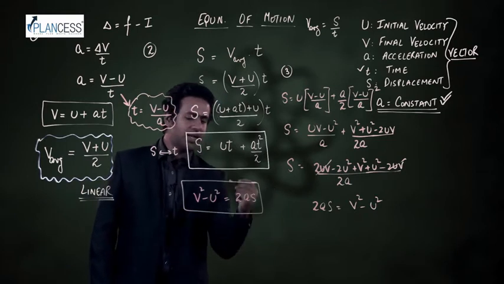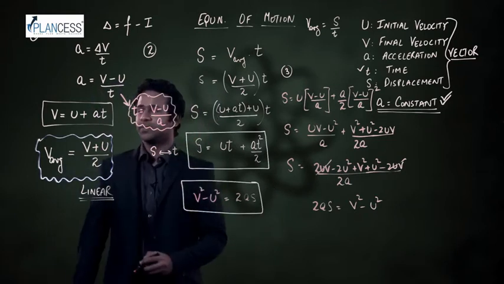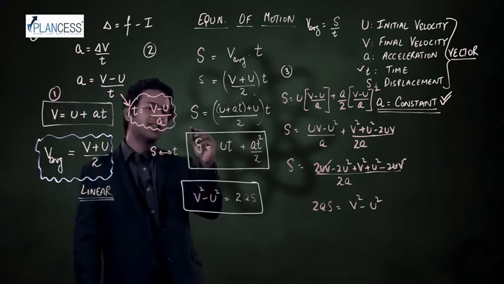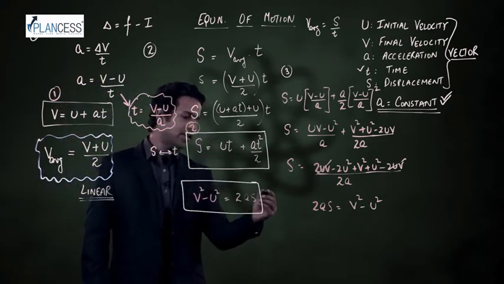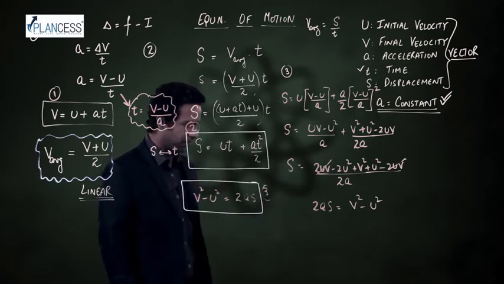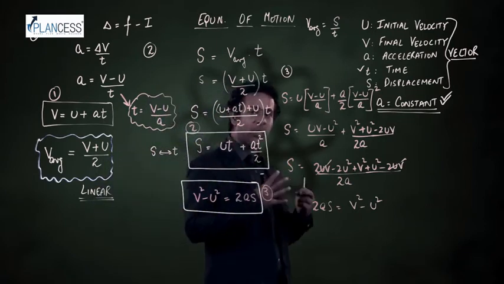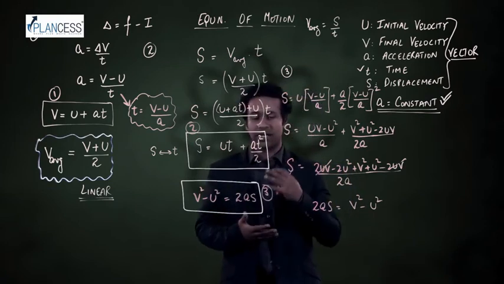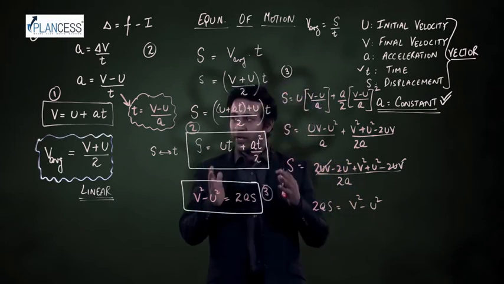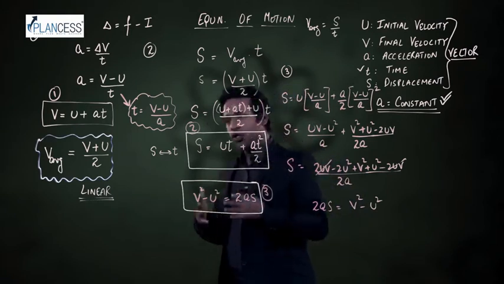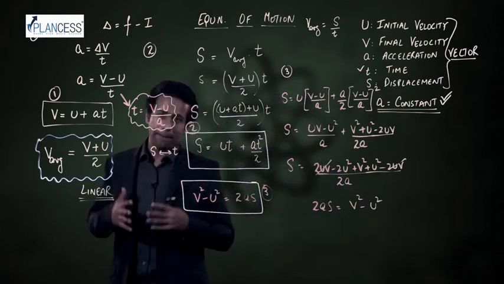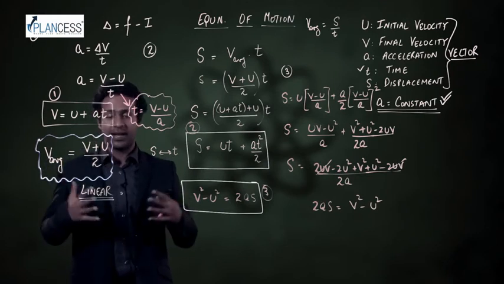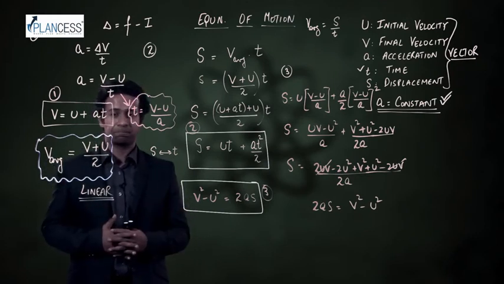So this is the third equation of motion. Let me label this. This is the first equation, this is the second, and this is the third equation of motion. So these three equations of motion relate the parameters that we use to describe motion. In the next session, we will solve a few illustrations based on these equations and see how they help us find out the values that we need. Thank you.